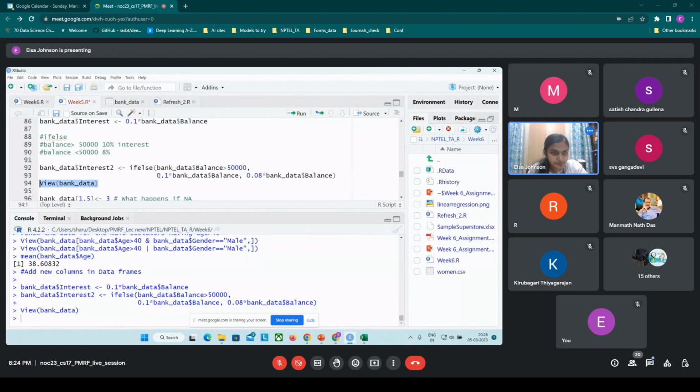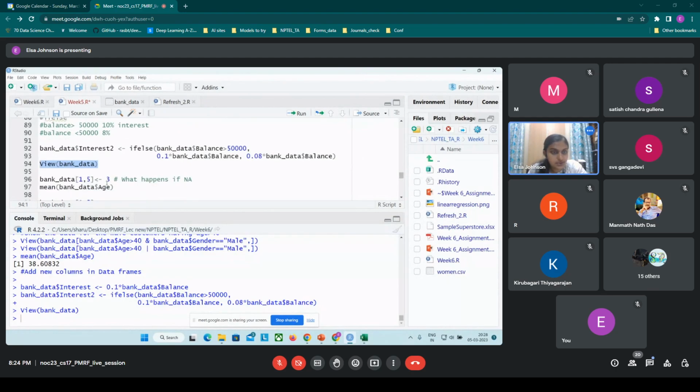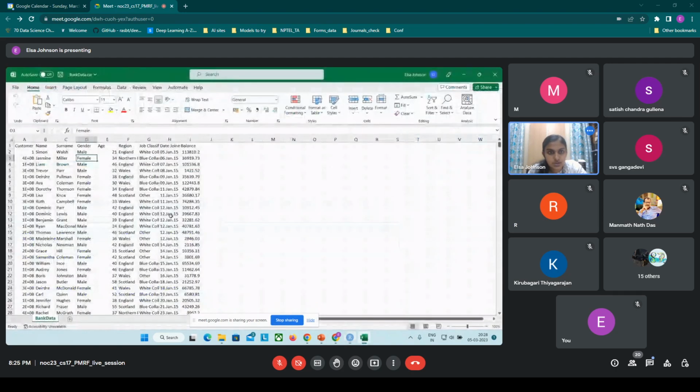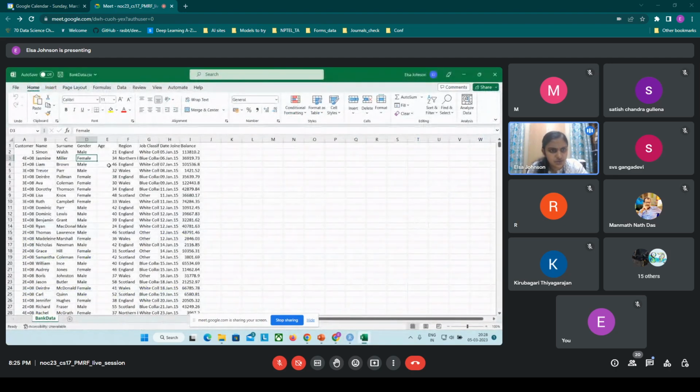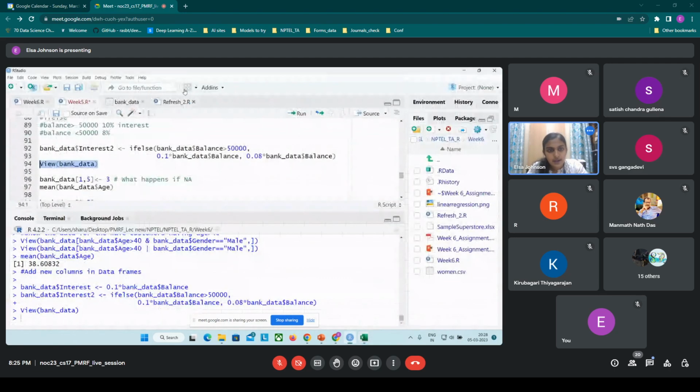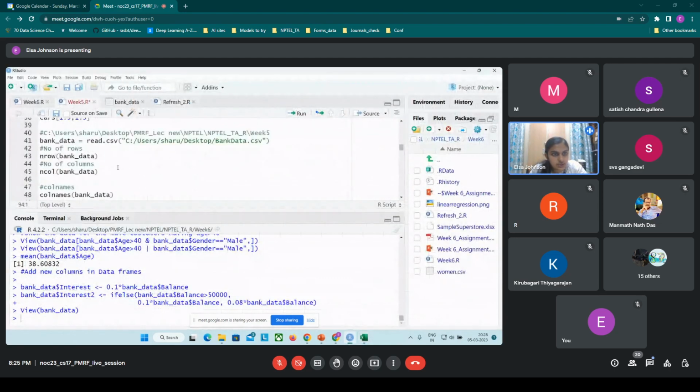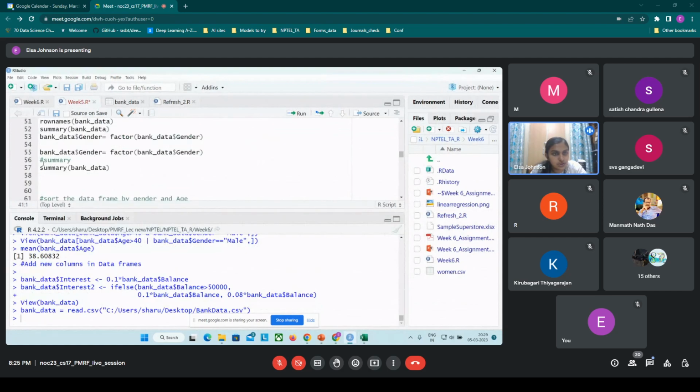All right. Now, the next one is what happens if it's NA. Just for the purpose of explanation, one of the values in the age data I'll change to a missing value. I'm saving it and reading the data once again, bank data .csv. So right now that is the bank data.